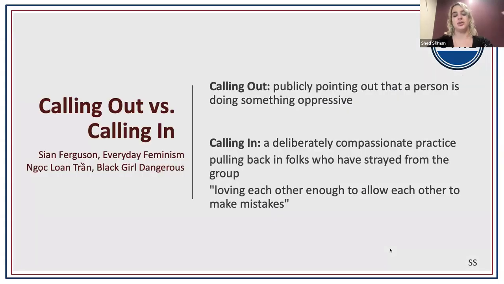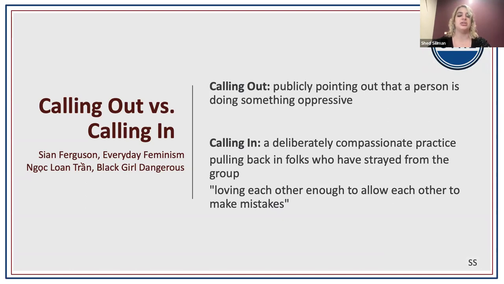So here's what we want to distinguish between: calling out and calling in. So I'm sure you're all familiar with some version of calling out, which would be publicly pointing out that a person is doing something oppressive. Calling out is typically associated with putting people on the spot, in front of others and telling them, you know, that they're wrong, that they need to change their behavior.